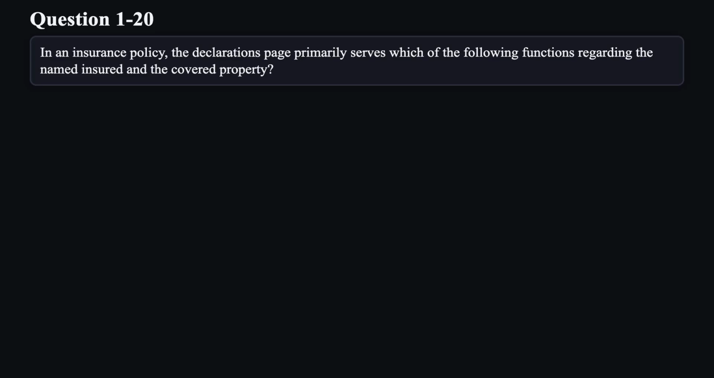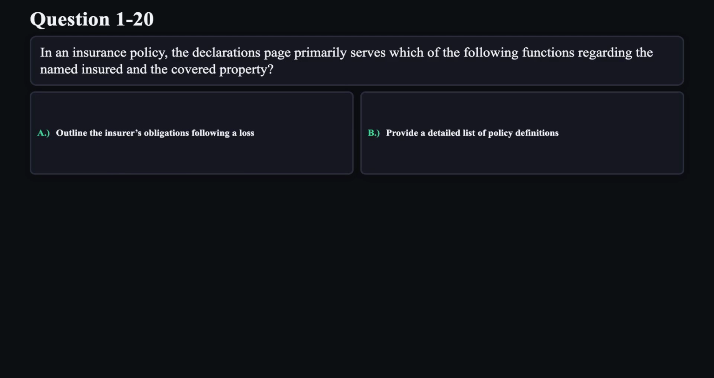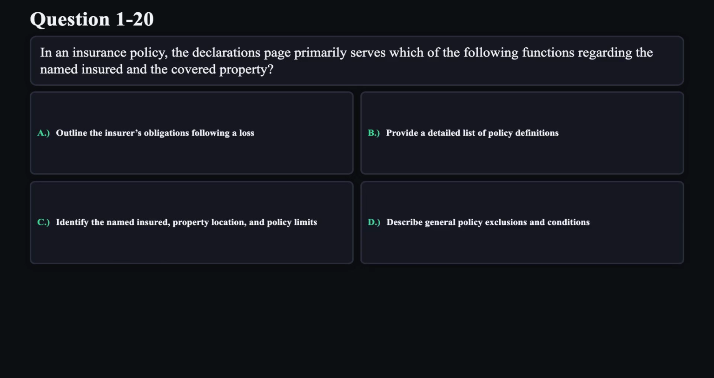Question 20. In an insurance policy, the declarations page primarily serves which of the following functions regarding the named insured and the covered property? A. Outline the insurer's obligations following a loss. B. Provide a detailed list of policy definitions. C. Identify the named insured, property location, and policy limits. D. Describe general policy exclusions and conditions.